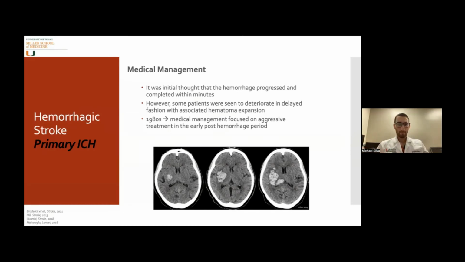However, some folks noticed that patients were deteriorating in delayed fashion. And this was correlated on CT to expansion of the hematoma much later than just the short minute-long period that was initially thought. And so around the 1980s, medical management of these patients transitioned to being more focused on aggressive treatment in the early post-hemorrhage period, so the first few days, and really focusing on things like blood pressure management, correction of coagulopathy, because again, it's not just an event that happens and then completes, it is truly a several hour and days long event where the hematoma needs to be managed.